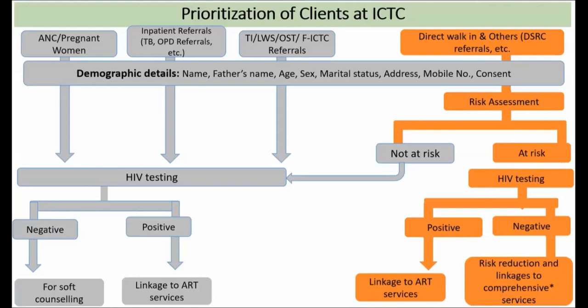That means we have to do the risk assessment for them, as Rajiv has explained in the earlier slides. Those who are not at risk, if you still find that they are not at risk, then we'll follow the normal algorithm. And those who are found to be at risk, we will do the HIV testing. Again, if they are found to be positive, they will be linked to the services. And if they are negative, then there are techniques for risk reduction and linkages to the comprehensive services.